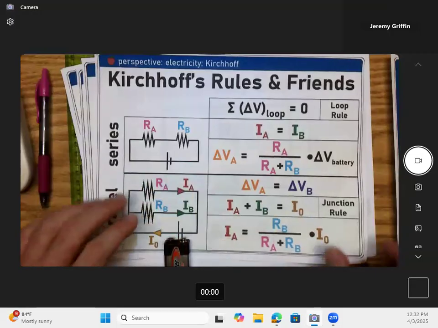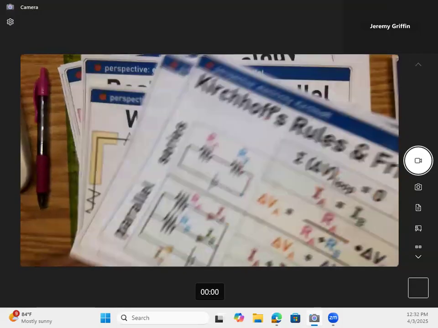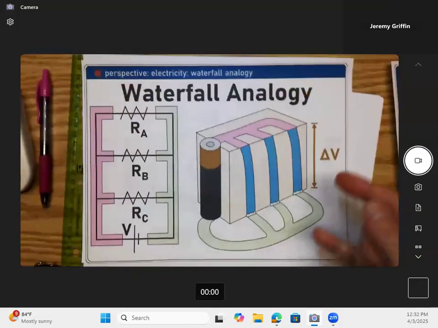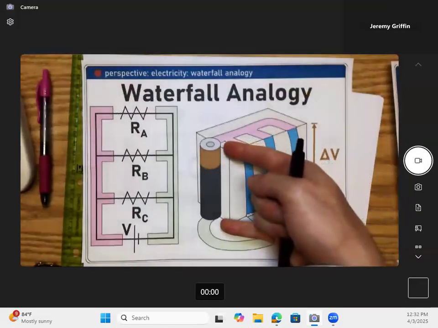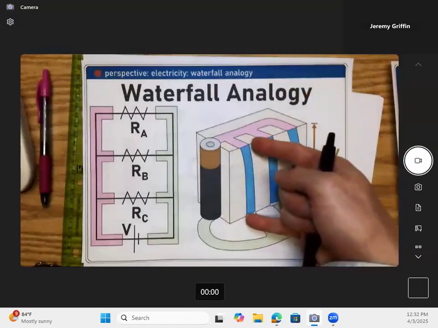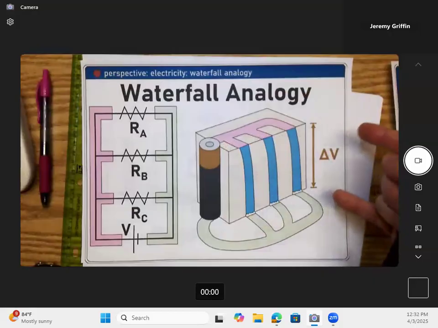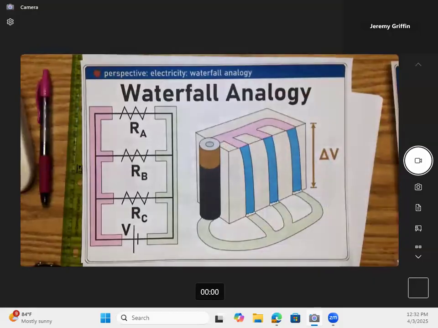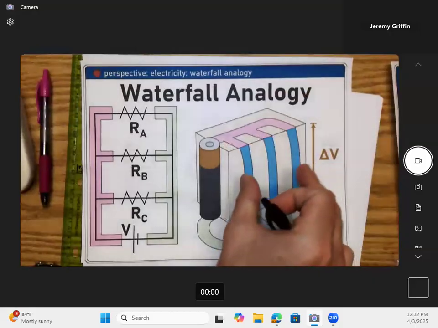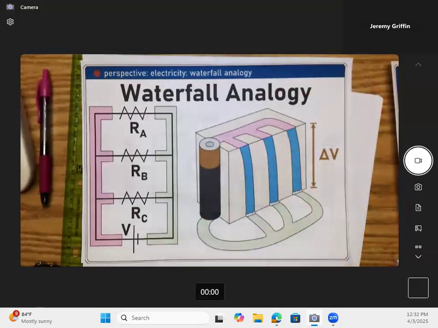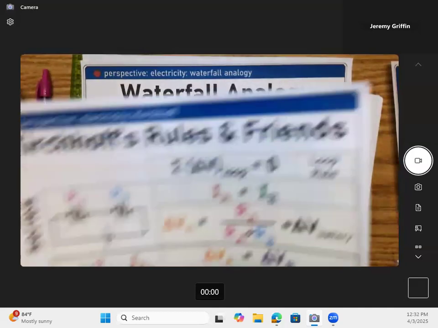Okay. And what does that look like on the model for parallel? Here we go. Okay. So notice that the height of the cliff, the height of the battery, is the same as the height of every single waterfall. That's resistors in parallel, always have the same voltage. Okay. Now the current could be different. Is it okay if you have a wide waterfall here and a skinny waterfall here? Yeah, and that could represent the current in amps. Right. All right, so there you go.